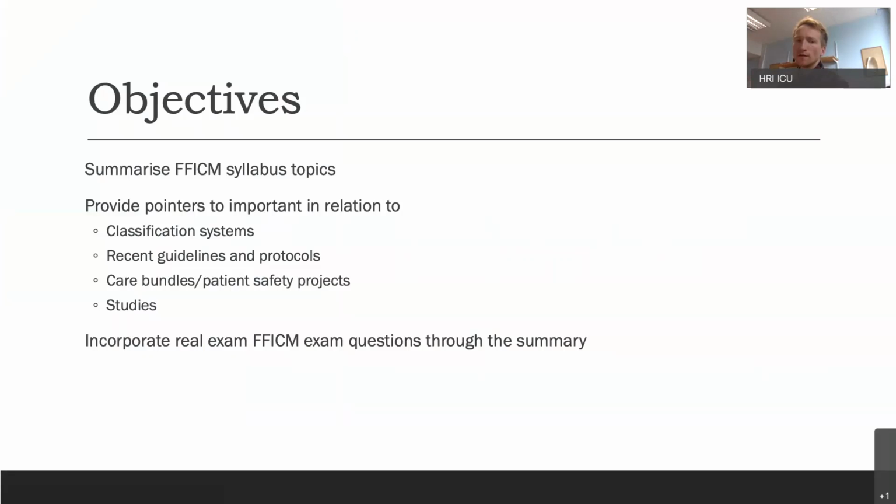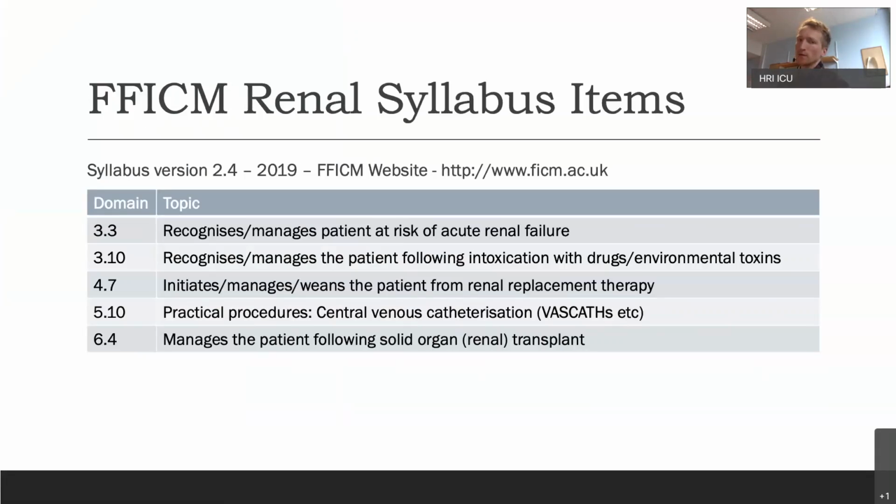So when I first started revising for the FICM, my first point of call was the FICM website to look at the syllabus. And I'm sure we're all aware we're looking at the sort of 90 or so domains on our e-portfolios. It's a very large curriculum of topics, but often examined are the competencies from the syllabus. So here in this table, I've summarised what we need to know about renal as ICM trainees. So, recognise a patient with acute renal failure and manage them. We need to be aware about management of intoxication with drugs and environmental toxins. And then renal replacement therapy, as I said, that's going to be addressed in a later talk.